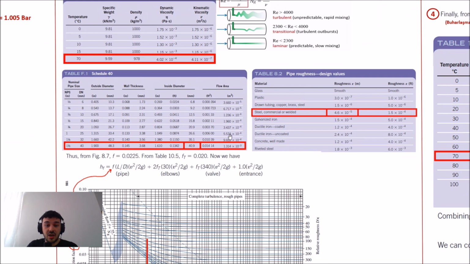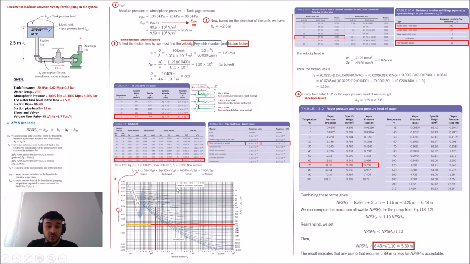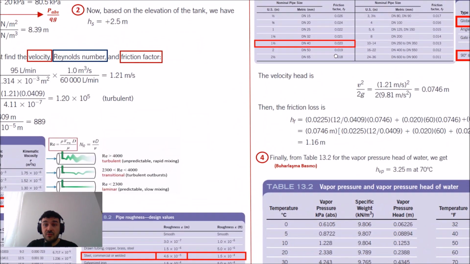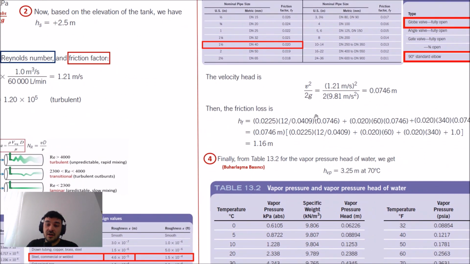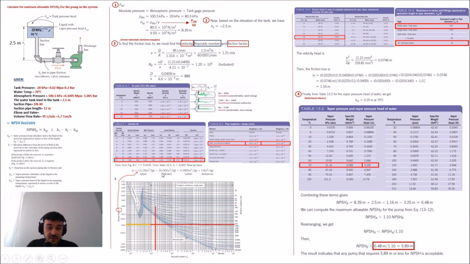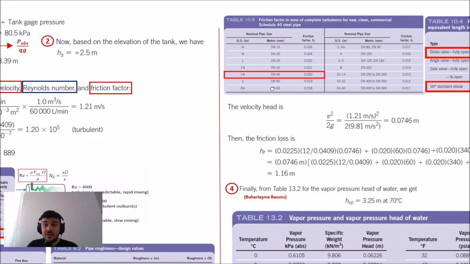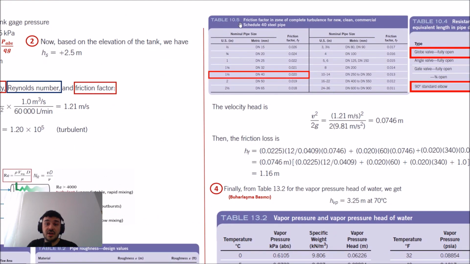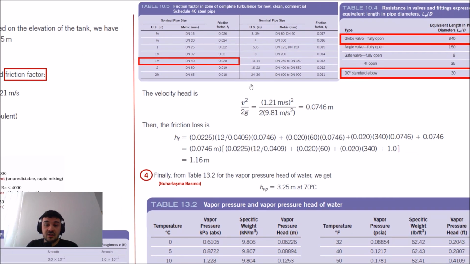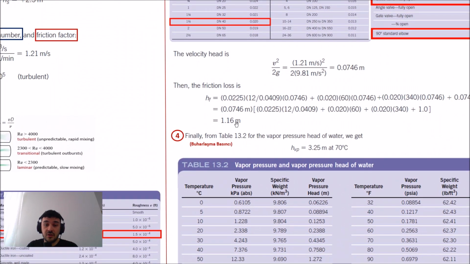So we wrote the friction factor Ft, which comes from the Ft here for the elbows or the valve. You can look at table 10.5, and for DN40 you have a friction factor Ft, this, and you can write this into the formula. You will get this value. After all calculation, you will get the friction loss. It is 1.16 meter.